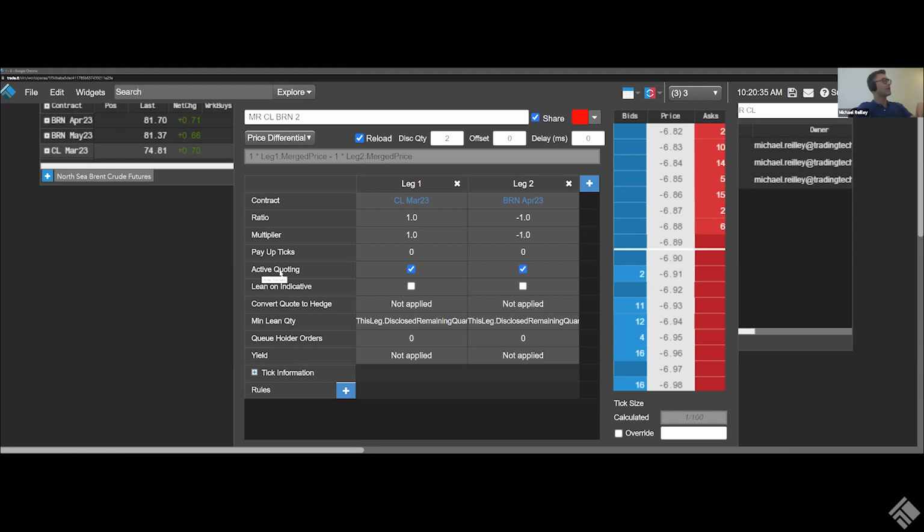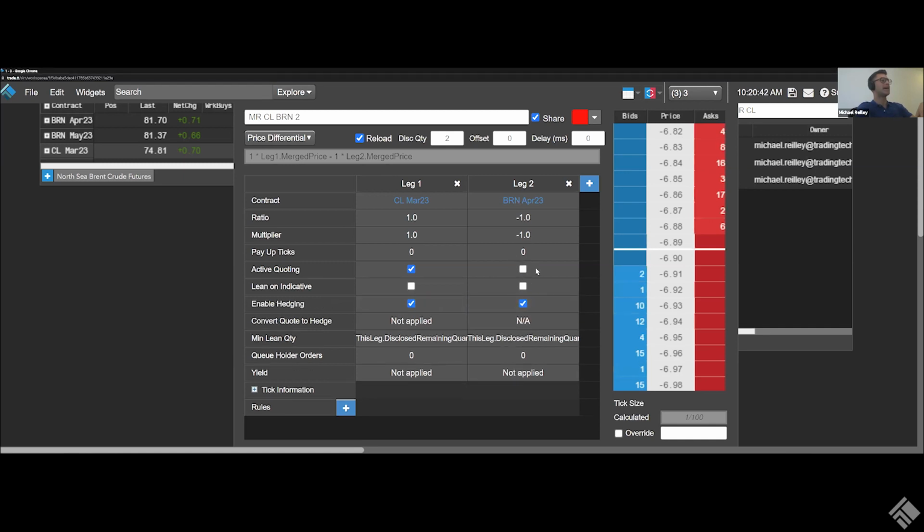The next line is going to be active quoting. Now, active quoting, in this case, we're going to disable it on our second leg. In a moment, we're going to launch this and place some orders. And if we disable it on one leg, it makes it a little bit easier. If it's your first time seeing Autospreader and how this works, it's a little bit easier seeing a single quote order just to understand how this is all working. And then we'll come back, we'll tweak this and add active quoting to both legs. But it's simply a checkbox that allows us to disable active quoting in a particular leg.